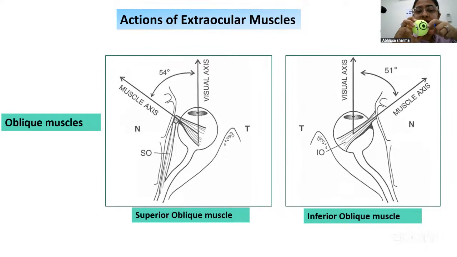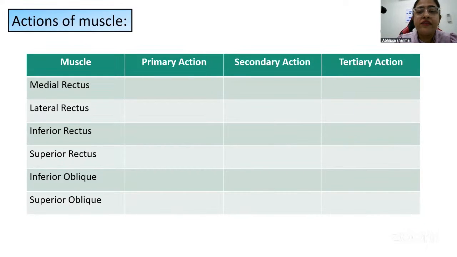Whenever the eye is adducted, the muscle axis of the superior oblique and the inferior oblique muscles will coincide with the visual axis, and inferior oblique will cause maximum elevation and superior oblique will cause maximum depression in these. So again, I will summarize.